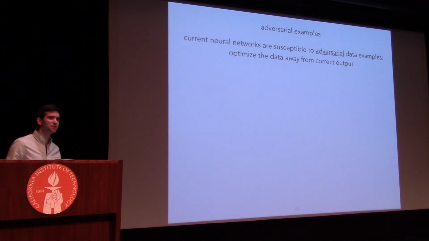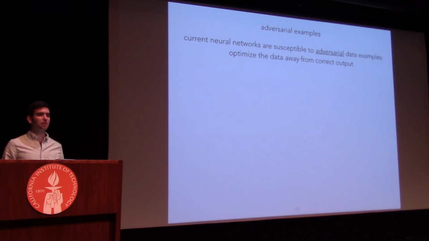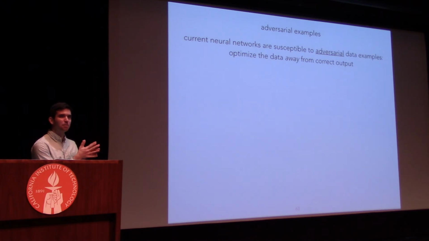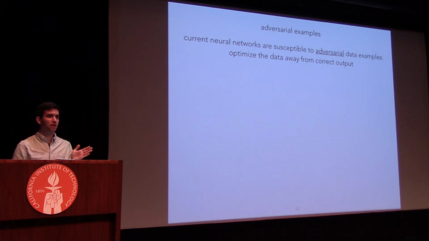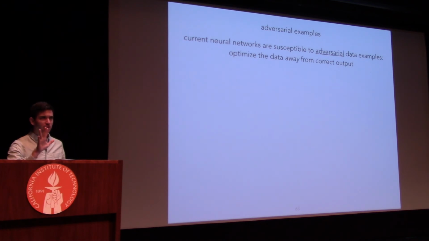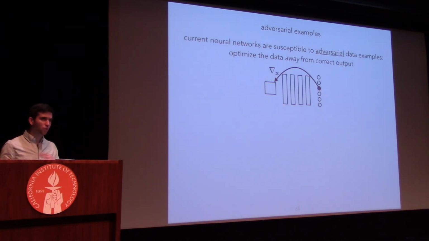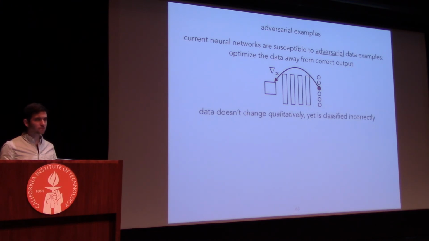Another really interesting area is what's called adversarial examples. It's kind of this weird thing where you can take a data example and actually manipulate the data example itself using backpropagation and have it go as far away from the correct output as possible. You would hope that, for instance, if I give you an image of a dog and I say, manipulate this image so that you don't think it's a dog anymore, it wouldn't look like a dog eventually. But if you actually run this procedure, the images don't change qualitatively, but they are incorrectly classified.